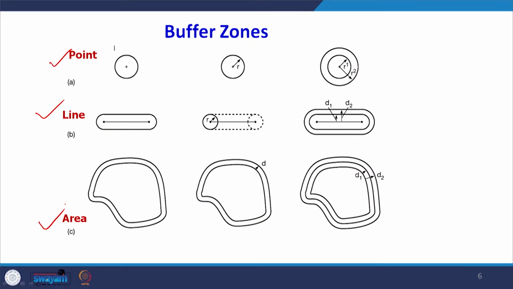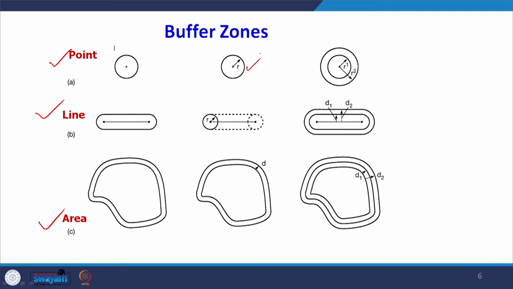If you look at this slide here, we have point, line and area features. A point has just the coordinates, the line will have the length, and the area or polygon feature will have the area and the periphery. So we are creating a buffer around a point feature. Now, this is a circular buffer which is created. We define a certain radius, and within that radius the circular buffer is created.